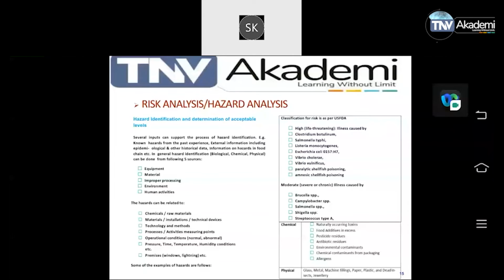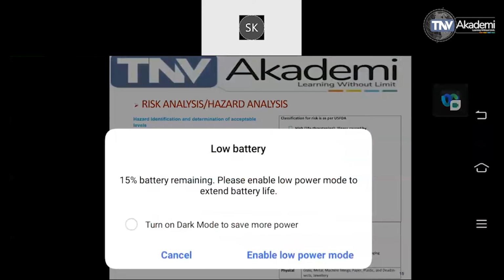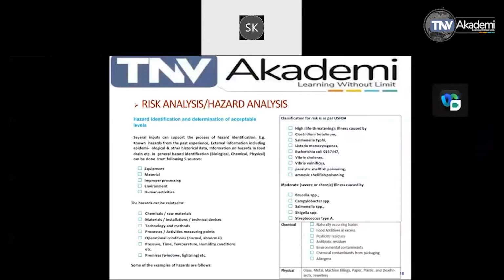For example, equipment can be a source, and material can carry physical, biological, or chemical hazards. Improper processing can lead to a hazard. In the environment, any microorganism or microflora can also lead to a hazard. That can be biological, chemical, or physical, because if there is any dust present in the environment, that dust can lead to a physical hazard. If there is any microorganism in the environment, that can be a biological hazard. So these are the sources through which hazards can be identified.